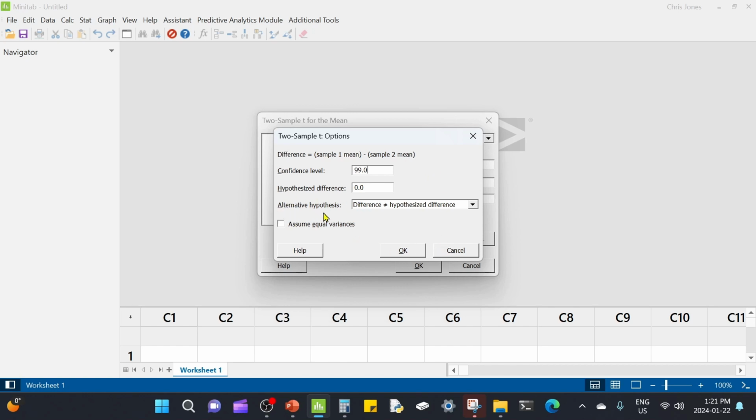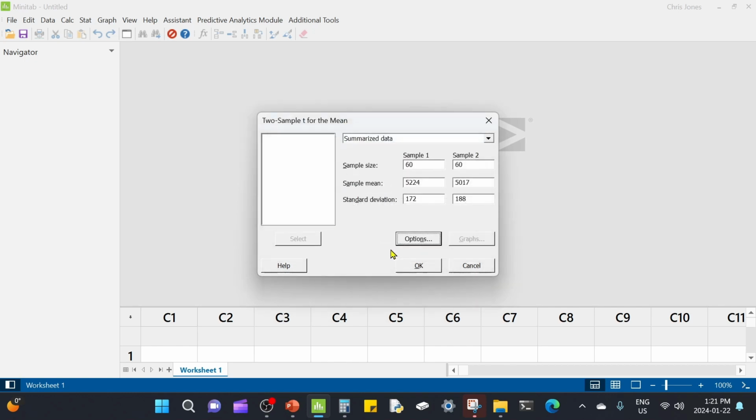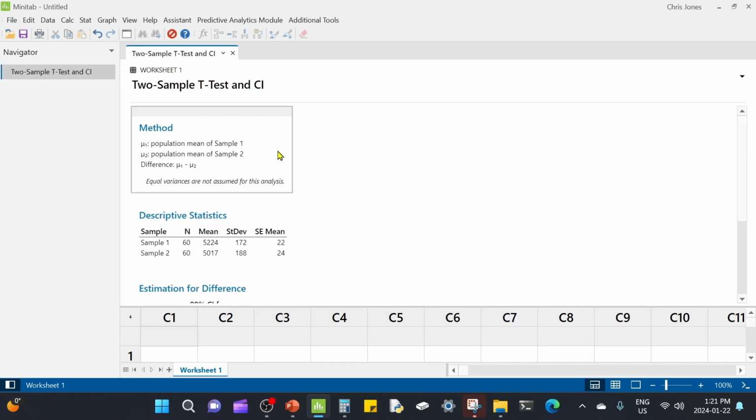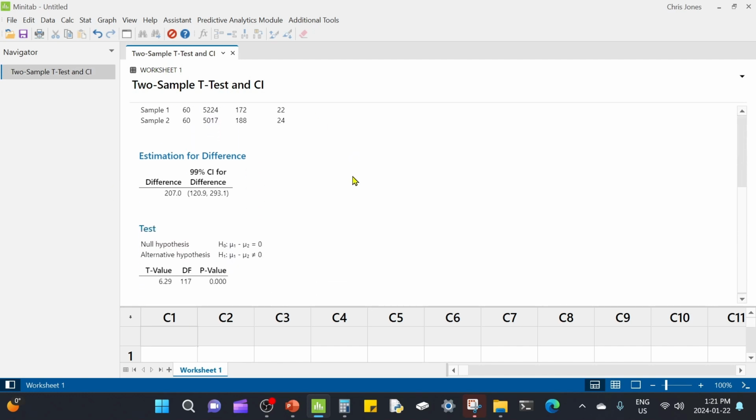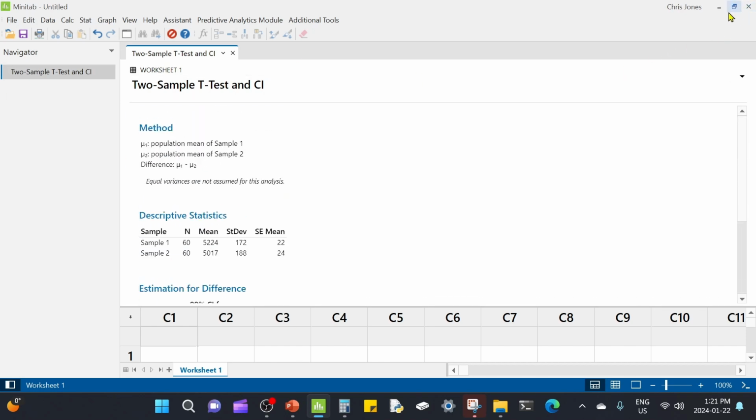The alternative hypothesis is a two-tail test. You can see here you can choose a lower tail, upper tail, or two-tail test. So I've got a two-tail test here, and the hypothesized difference is 0. So right under the null hypothesis, the two populations have the same mean value. So I just press OK, and OK, and here we get all of our output. Tells us everything we need to know about our data. So that's how you can set that up in Minitab.